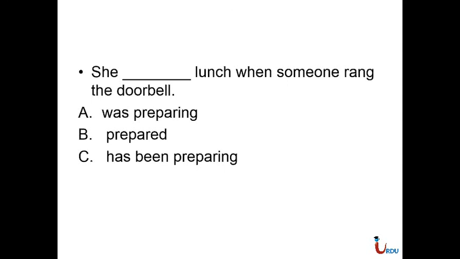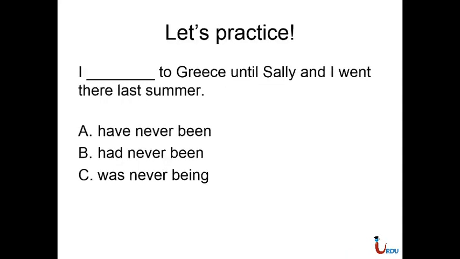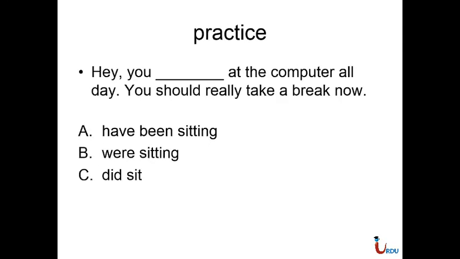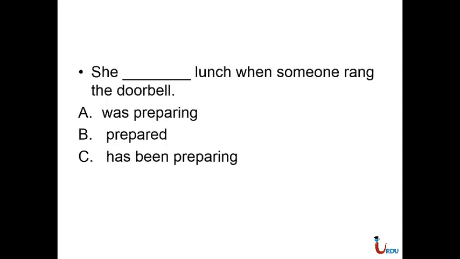Let's go back over these. I know it's a little bit confusing. We're just going to discuss it one last time. Okay, here. I had never been to Greece until Sally and I went there last summer. Again, this is present perfect, and we're discussing why it didn't happen, because it continued up until a point and then stopped. Here, again, it continues up until a point and then stops. And here, it continues up until a point and stops. The important thing to remember is what point did it stop at?